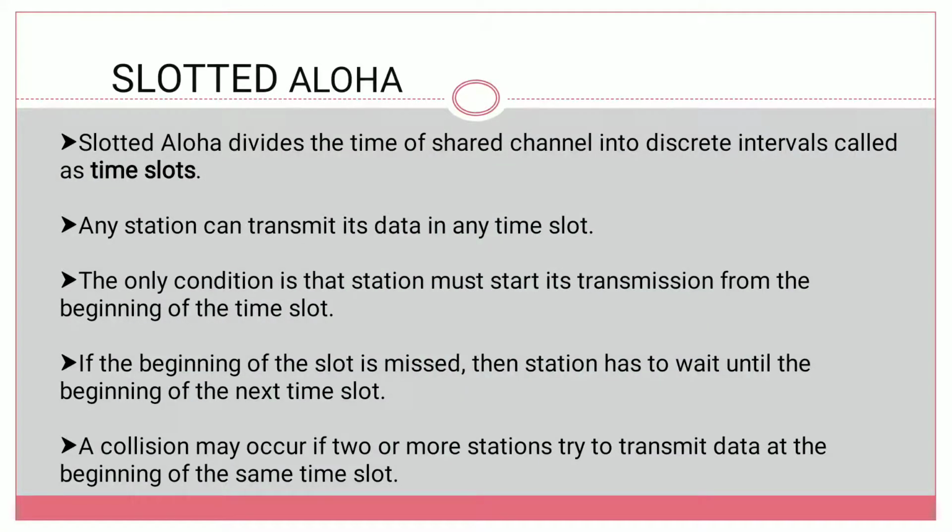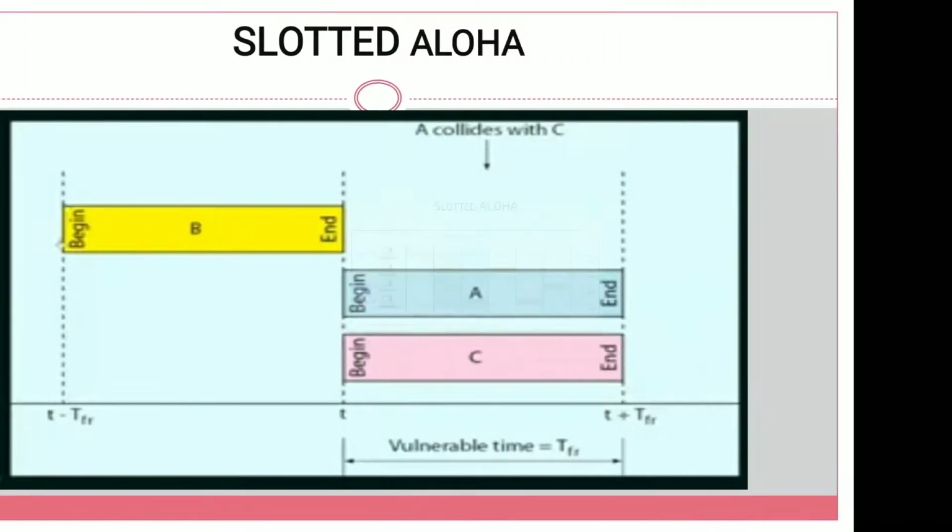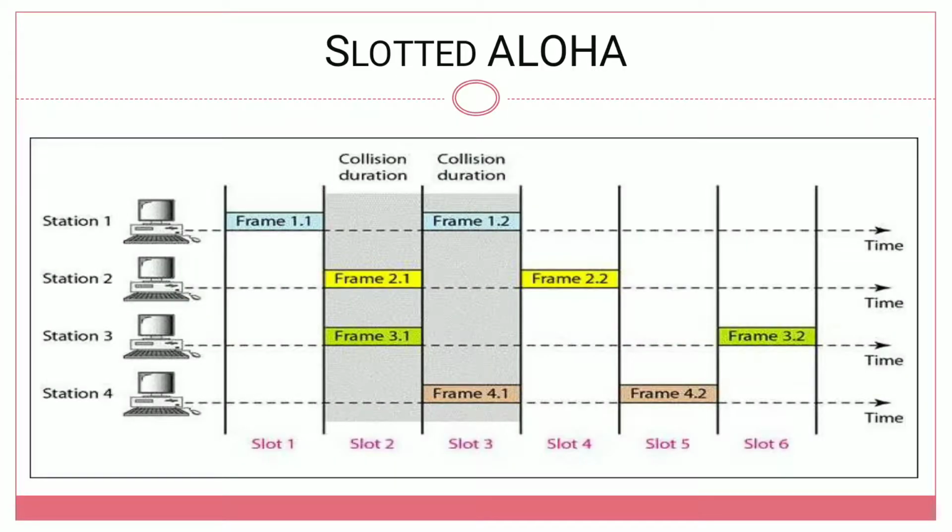If any station misses the beginning of the slot, then it will simply wait until the beginning of the next time slot. A collision may occur if two or more stations try to transmit data at the beginning of the same time slot. So this is the main concept of slotted Aloha. So here is one example to explain the main concept or working principle of slotted Aloha.